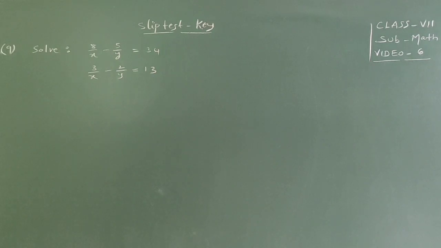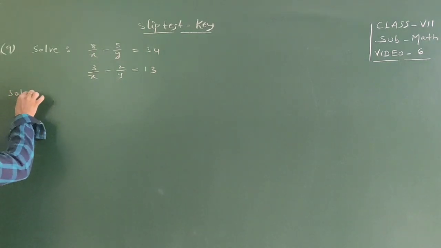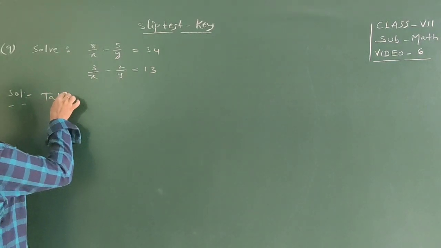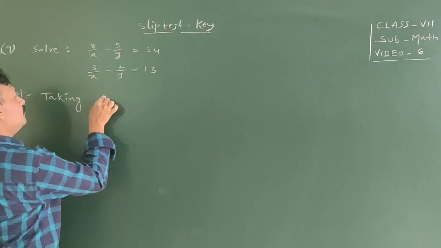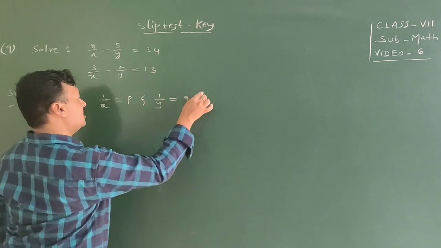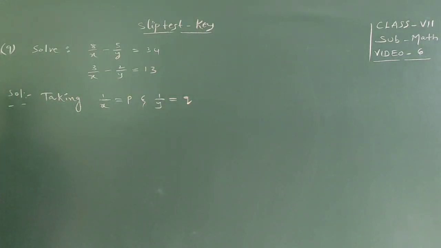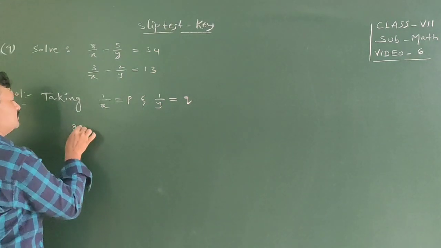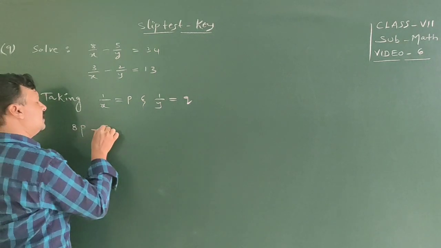Next, 9th one. Solve 8 by x minus 5 by y equal to 34, 3 by x minus 12 by y equal to 13, as given. Here taking 1 by x equal to p and 1 by y equal to q, the first equation becomes 8p minus 5q equal to 13.